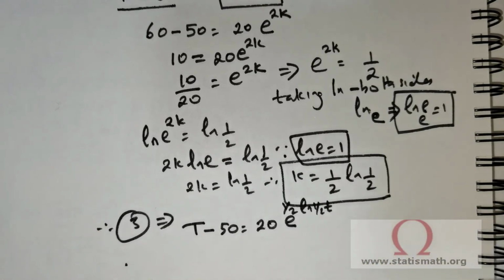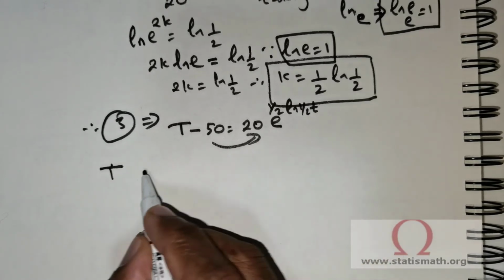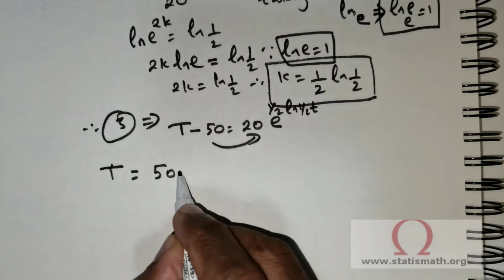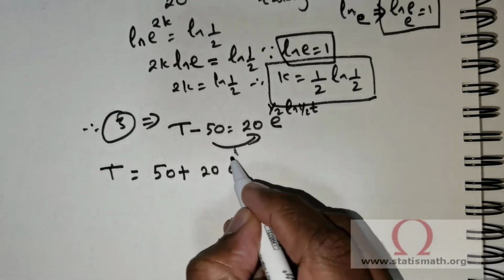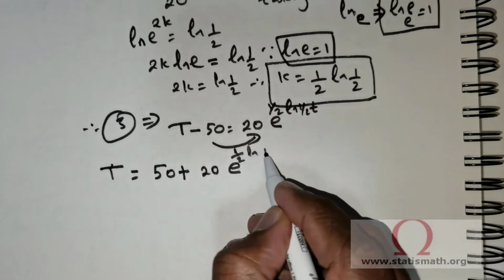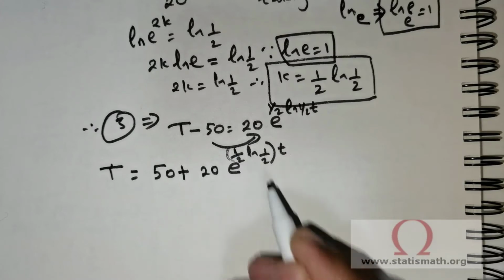So let me rewrite it in a clear manner. So this is T moving 50 to the other side. This is T is equal to 50 plus 20 times e raised to the power 1 over 2 times ln 1 over 2, okay, times t. So this is the way I've got.